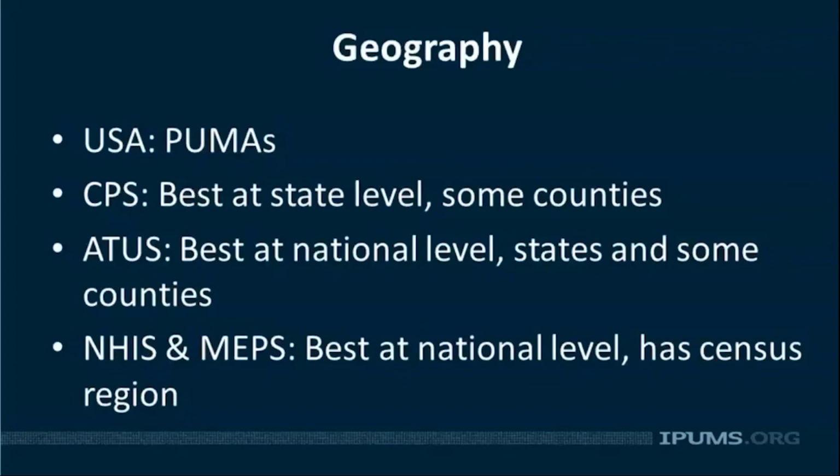USA, CPS, and HUS all have state-level information, although for HUS, analysis is best at a national level due to sample sizes. Both NHIS and MEPS are intended for nationally representative analysis, although both data sources include information on broad census regions, Northeast, Midwest, South, and West.